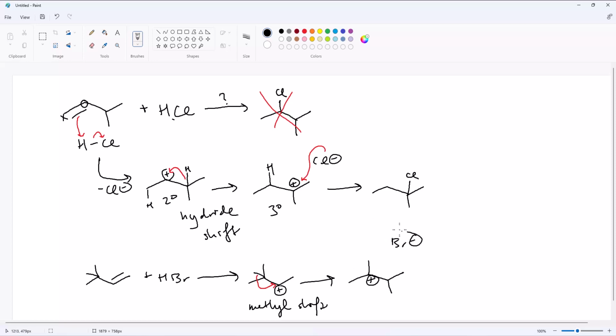And we have rebound of the bromide ion to get, instead of the secondary Markovnikov directed product, we'll get the Markovnikov directed product with also a methyl shift that's occurred. So we end up with, instead of a secondary, a tertiary alkyl bromide.